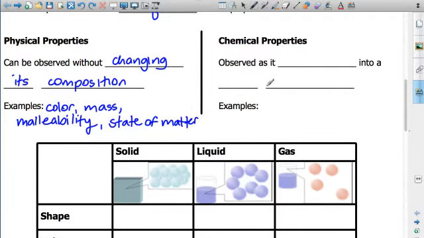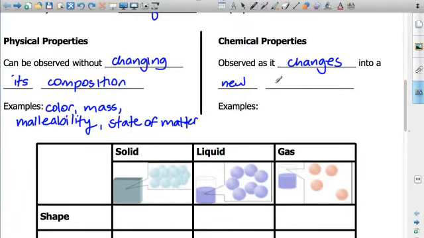Chemical properties are observed as a substance changes into a new substance. So the actual substance itself is changing. Examples here would be the ability to rust, or a substance's reactivity with acid.